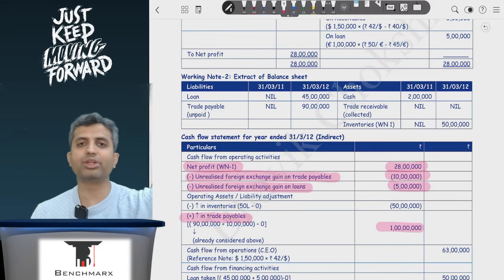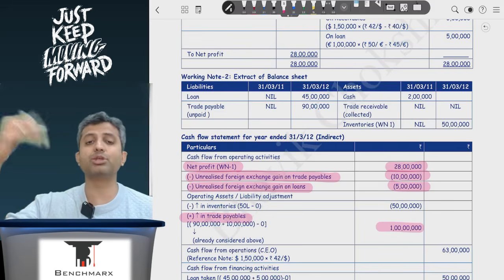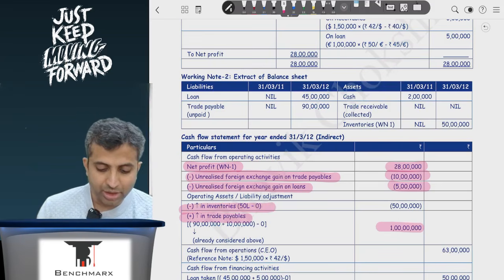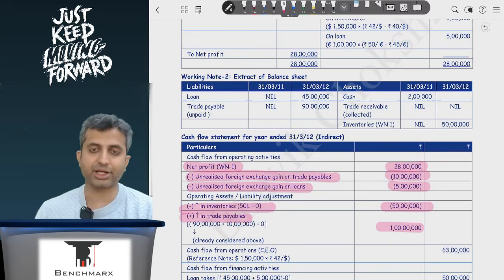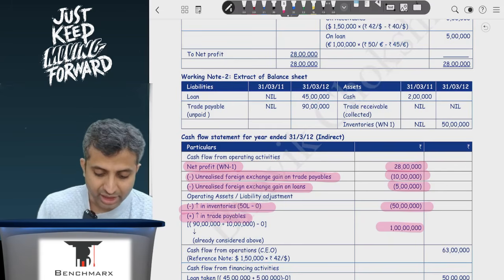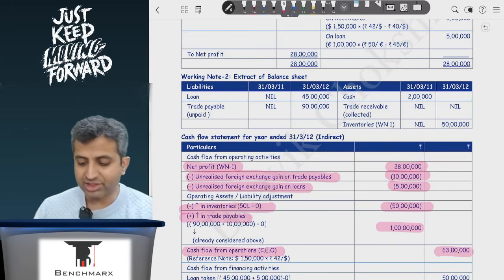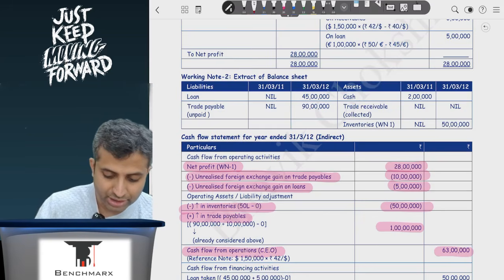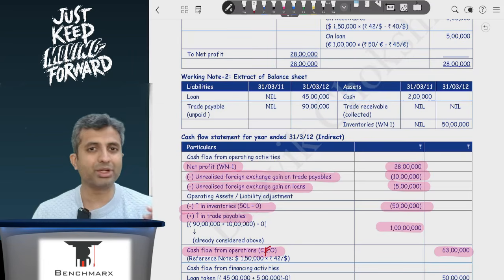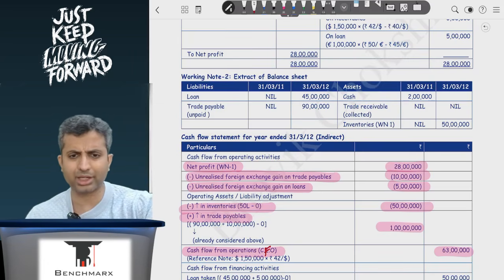Inventory: opening inventory was 0, closing inventory is 50 lakhs. If there's an increase in inventory, you will deduct. Increase in inventory, you will deduct, and this is deduct by 50 lakhs. And if I now do this working, I will get exactly 63 lakhs, which is my cash flow from operations, which is going to be taken. Even the direct method would have taken this 63 lakhs probably directly. Are we clear with this?